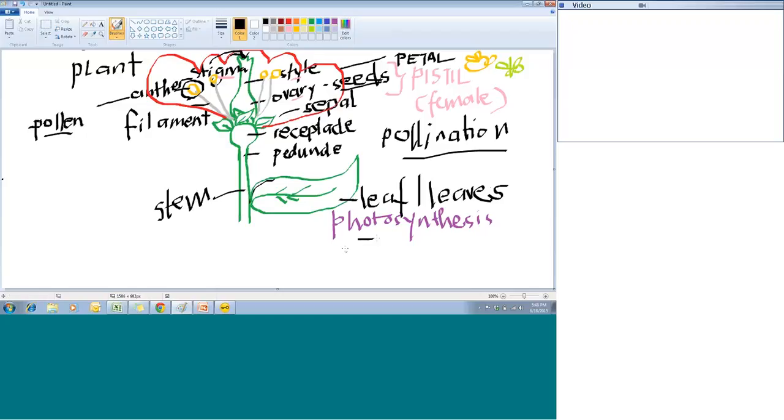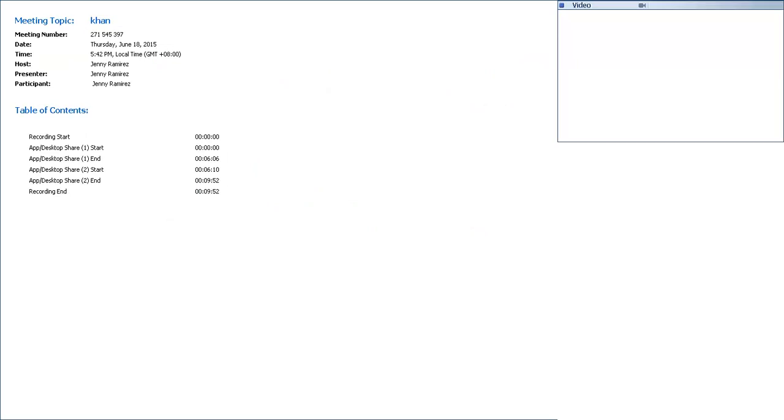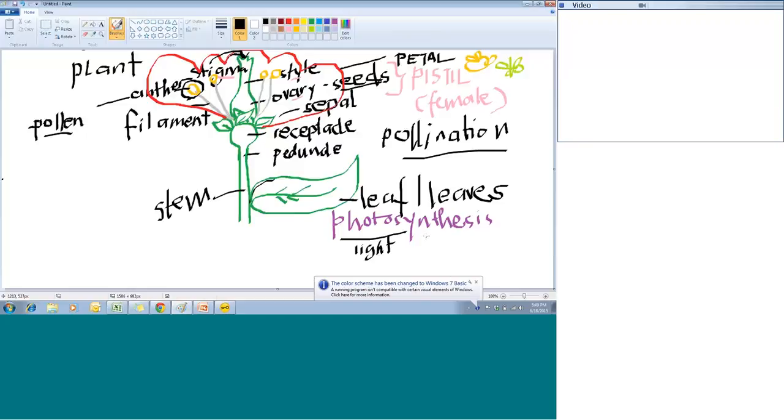From the word photo, which means light, and synthesis, which means combination. So we combine light with other elements so that plants can produce their food. Now, what do we combine? Light. And where does this light come from? Light comes from the sun.